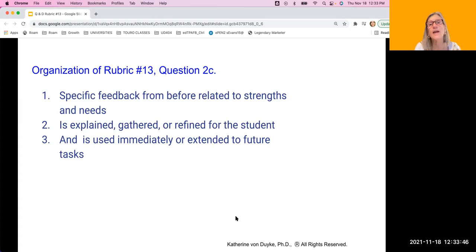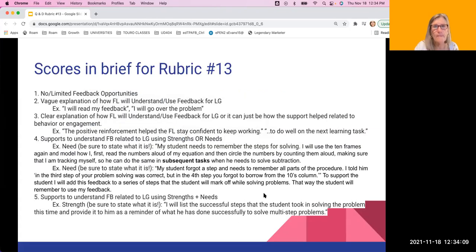So rubric 13 then breaks down to 3 parts. What's the specific feedback you gave related to the strength? And you want an example from a need. How did you then extend that feedback, remind them of that feedback, explain it, gather it, refine it, and then express that to that student before they used it in a subsequent task or before they will use it in a subsequent task. So let me talk to you briefly about how this would be scored.